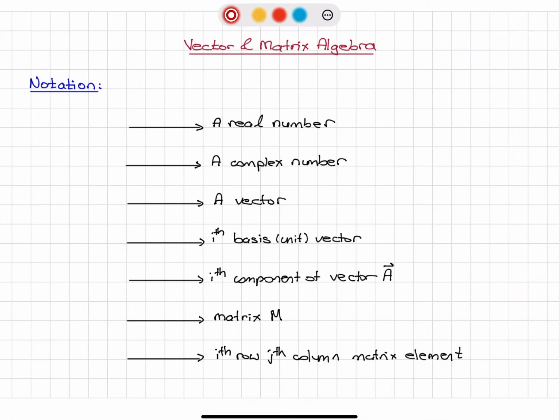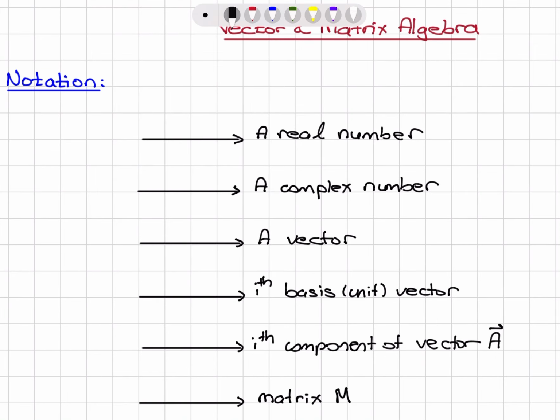We're going to start our discussion of vector and matrix algebra by introducing our notation. First of all, how do we show a real number? A real number we can show with a lowercase letter a, for example. A complex number we're going to show with an uppercase A with a line underneath. For a vector, we're going to use an arrow on top. So this is our vector A.